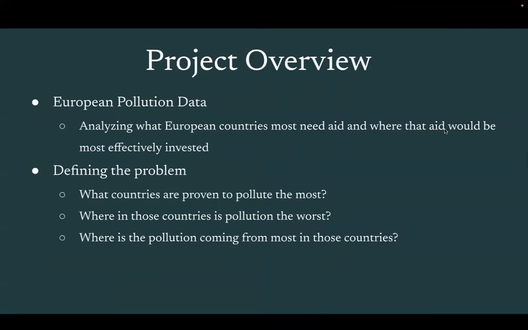For this project, we are assuming the role of a U.S. government aid organization tasked with helping reduce emissions in European countries. Our main goal is to identify which countries produce the most pollution, and once we identify them, we will analyze the data to understand what types of emissions are causing the most problems. With this information, we can provide targeted and effective aid to help the highest polluting countries improve their air quality.